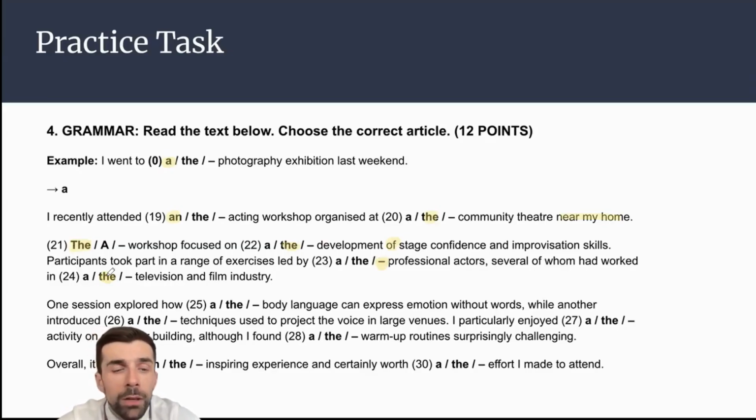It's specific. One session explored how body language, which is uncountable so we don't need an article, can express emotion without words, while another introduced the techniques used to project voice in large venues. I particularly enjoyed the activity on character building. We know about the workshop and the activities, and it's a specific one, although I found the warm-up routines surprisingly challenging. Overall, it was an inspiring experience. I've had more than one inspiring experience in my life, so this is non-specific, and certainly worth the effort I made to attend.